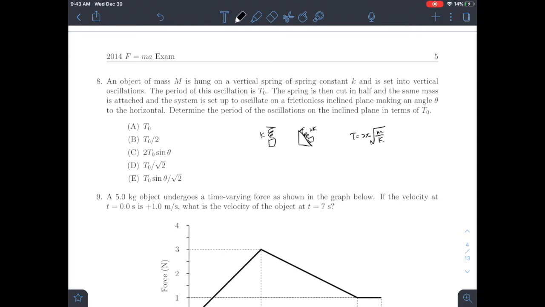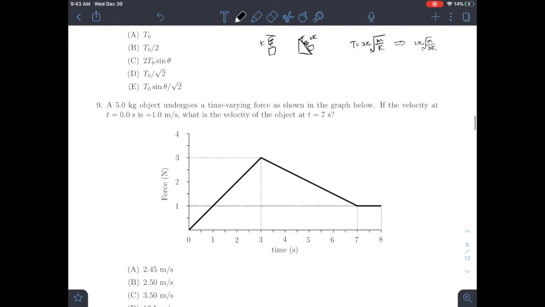And the equation of period depends on the spring constant and the mass of the block. Then we know the mass doesn't change, k changes from k to 2k. Then we know T will be divided by the square root of 2, which is D.